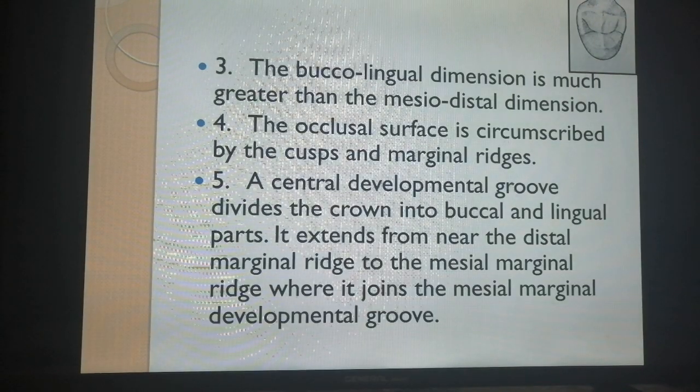Number 3, the buccolingual dimension is much greater than the mesiodistal dimension. Number 4, the occlusal surface is circumscribed by the cusps and the marginal ridges. Number 5, a central developmental groove divides the crown into buccal and lingual parts. It extends from near the distal marginal ridge to the mesial marginal ridge, where it joins the mesial marginal developmental groove.